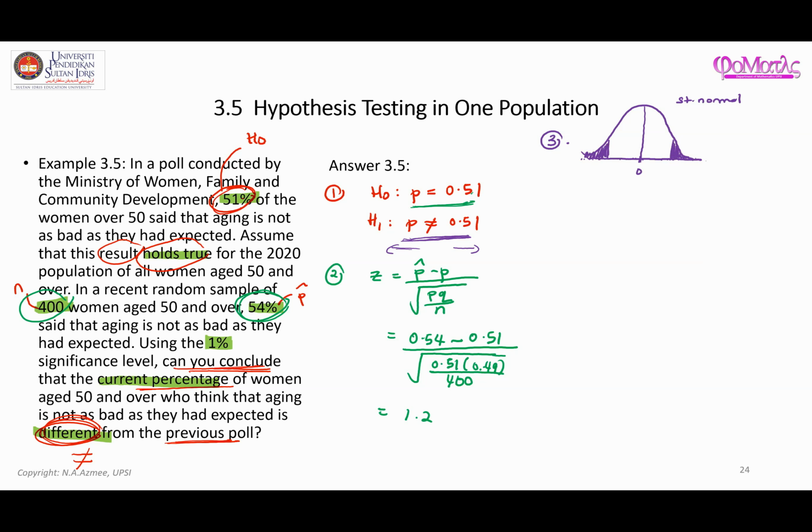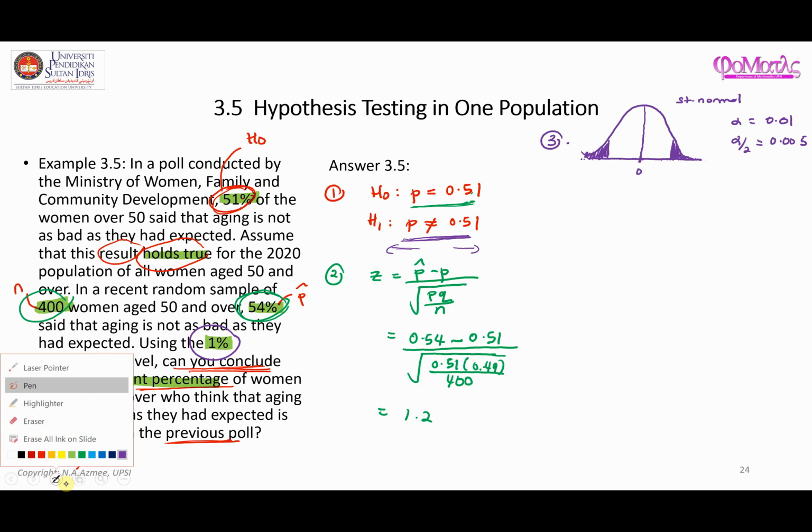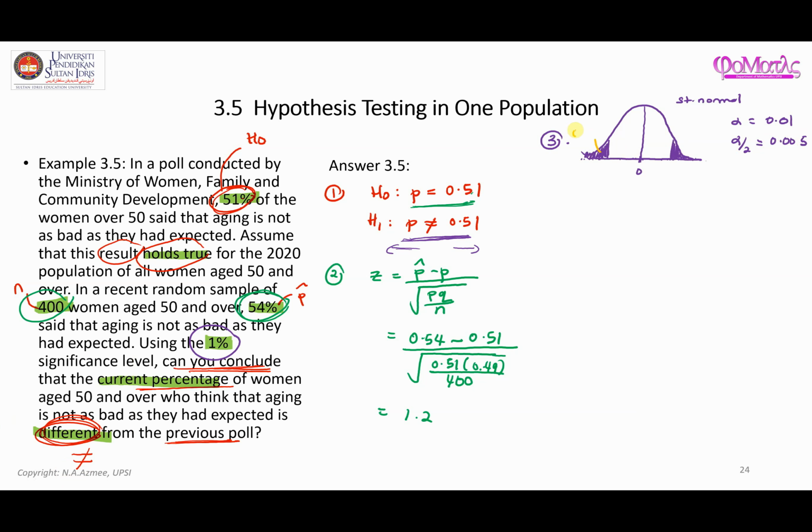Well, the critical regions here depend on the value of alpha. So alpha is 1%, which is 0.01. And because you have two critical regions, you need to divide alpha by 2. So you will get 0.005 for each region. So the area here is going to be 0.005. This area also is 0.005, and you need to find what is the point here on the horizontal axis. So we need to find these 2 points here. There are 2 critical values.